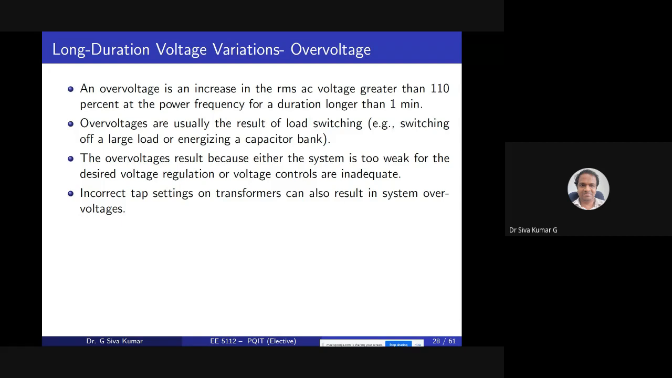In that case, we'll be resulting in over voltage in a system. And one more reason is incorrect tap settings on a transformer can also result in a system over voltage. That is a human error, or maybe the controller which is performing the tap setting changes. In that case also, we'll be having the long duration voltage variations. Okay, these are the reasons why we have the over voltages.